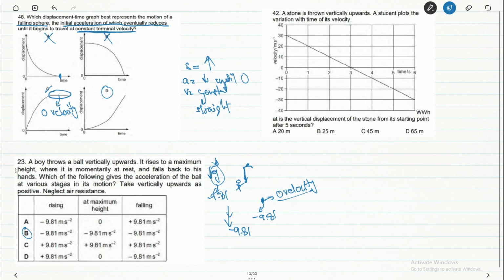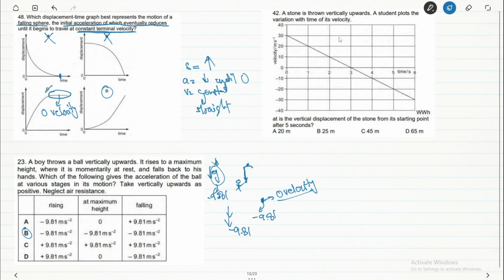So the reason I selected this MCQ is to make you understand that acceleration in free space around the Earth is always negative 9.81. Even though the velocity differs a lot, or is sometimes even zero, the acceleration is still instantaneously negative 9.81.